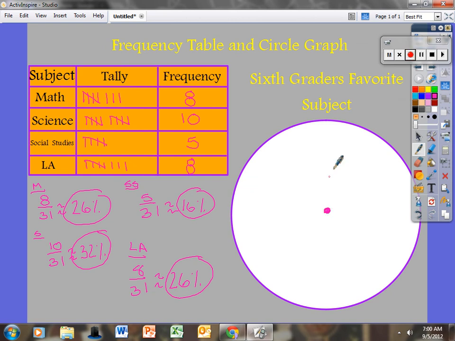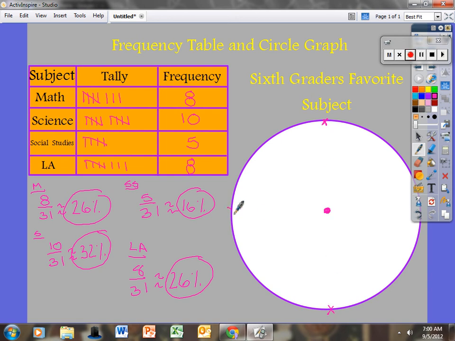Okay. Now, if I recall, this is all 100%. The whole thing would be representative of 100% of the people polled. I like to put an X here, an X here, at the top and bottom, because if I draw a line down, that's 50%. I've divided it into 2 parts.